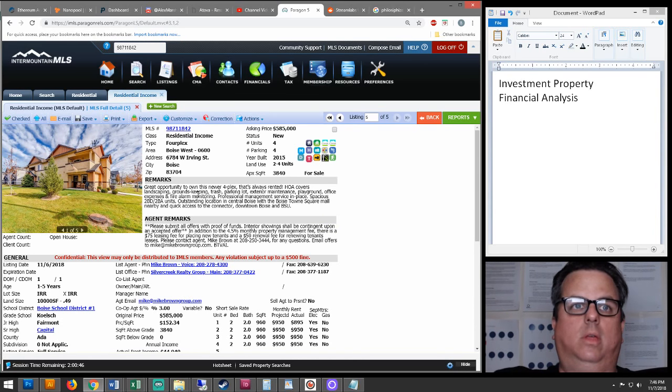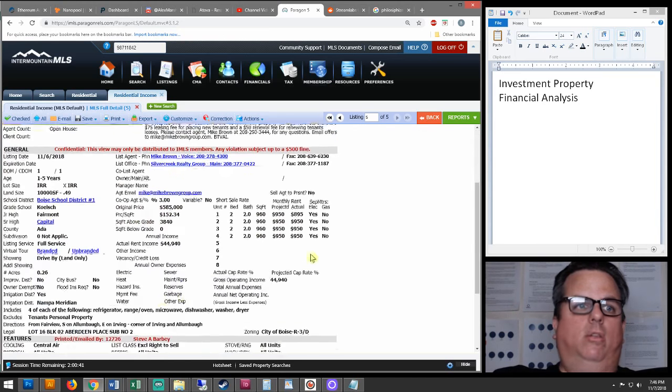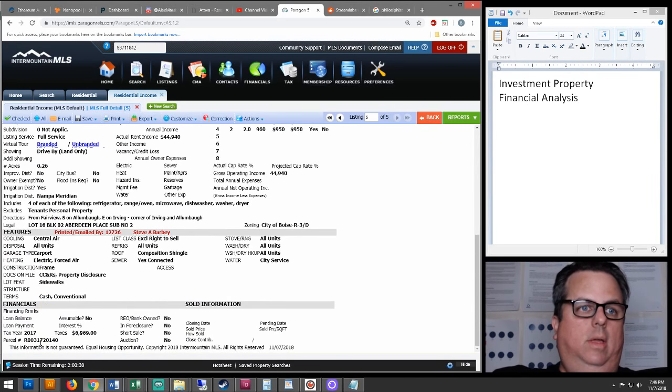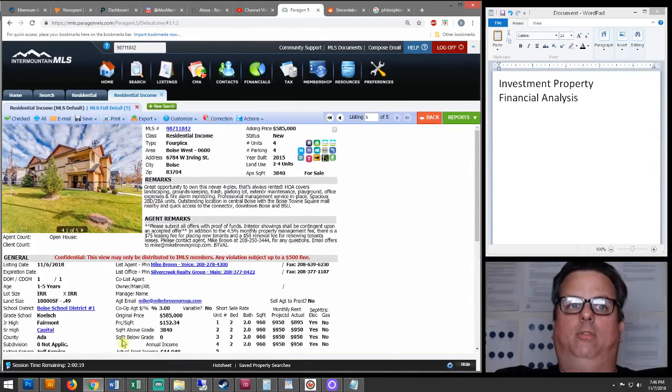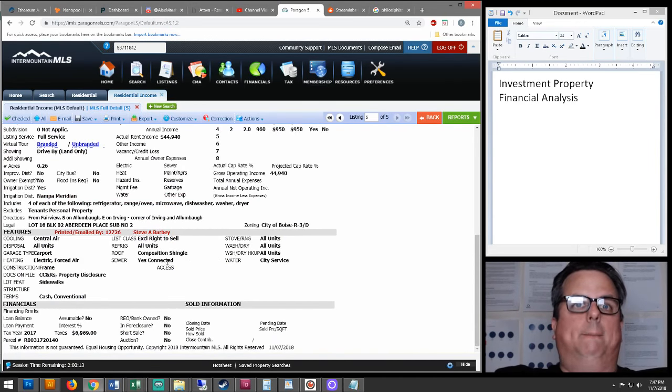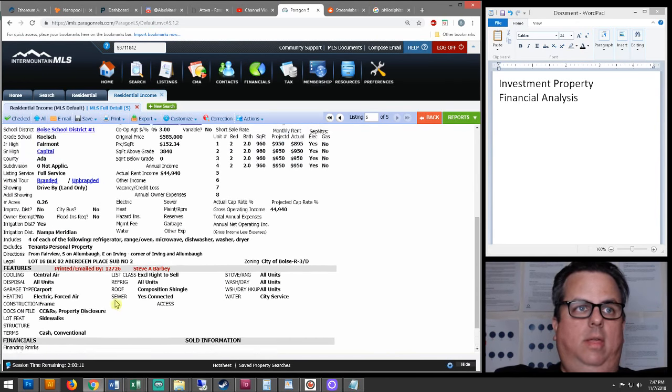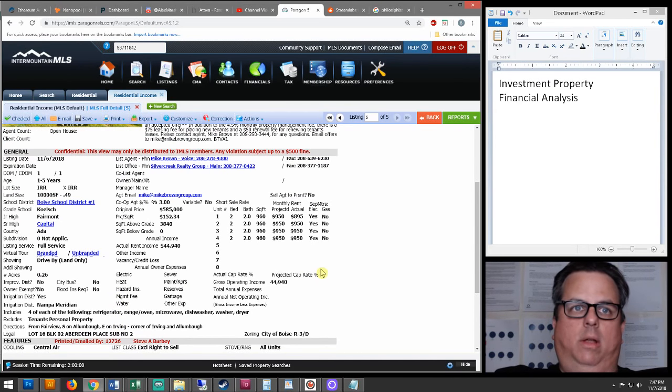HOA covers landscaping, groundskeeping, trash, parking lot, exterior maintenance, playground. So we have an HOA fee then. But HOA is not specified in a commercial property. Normally we'd see those HOA dues here, but because HOAs are not common for fourplexes or multifamily investment property, they're not listed there. I don't think they're anywhere, honestly.